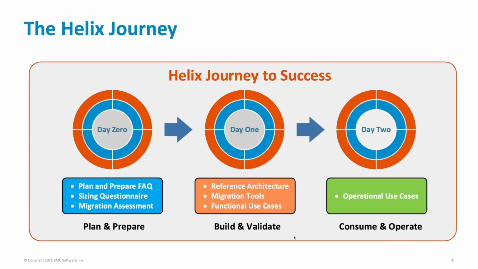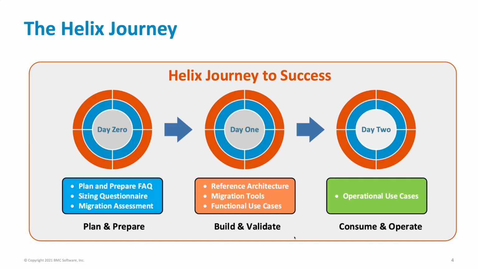Migrating from TrueSight Operations Management to Helix Operations Management is a project, or as we call it in this slide here, a journey. So how do we make this journey successful? Well, I hope there's no ambulance during that journey, like in my recording, but to not have the ambulance in that journey, we divide that journey into three phases. We divide it into the plan and prepare phase, the build and validate phase, and the consume and operate phase.